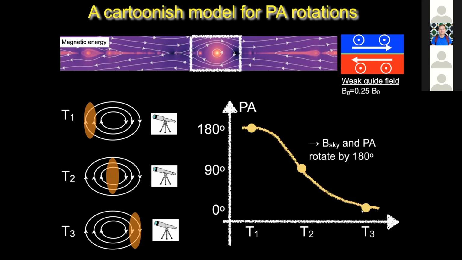So bottom line, if you have an emission front that is sweeping through the plasmoid, the projection of the magnetic field on the plane of the sky, and so the polarization angle, are expected to rotate by some amount, in the extreme case, 180 degrees.